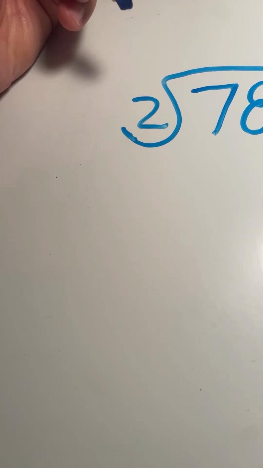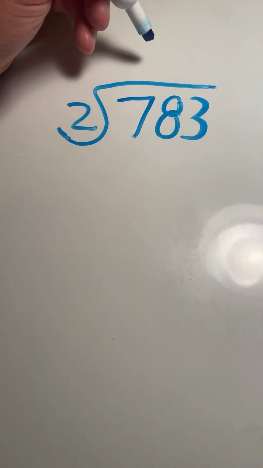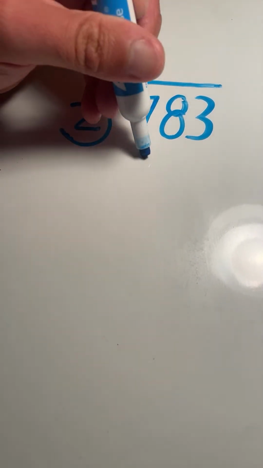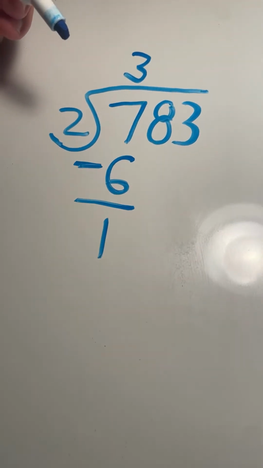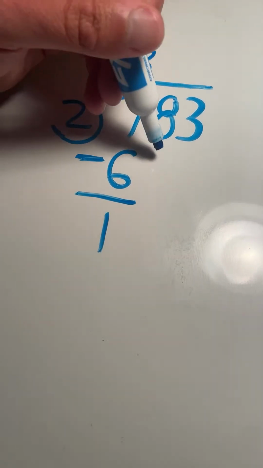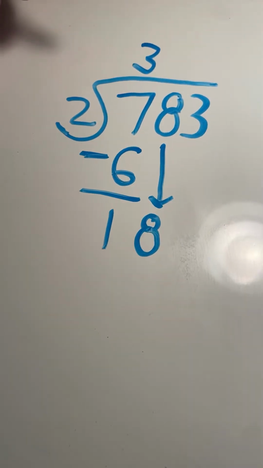So we're going to start out with dividing 7 by 2. 7 divided by 2 equals 3. 3 times 2 equals 6. 7 minus 6 equals 1. We divide, we multiply, we subtract, we bring down. I'm going to bring down the 8. That 1 is going to become an 18.